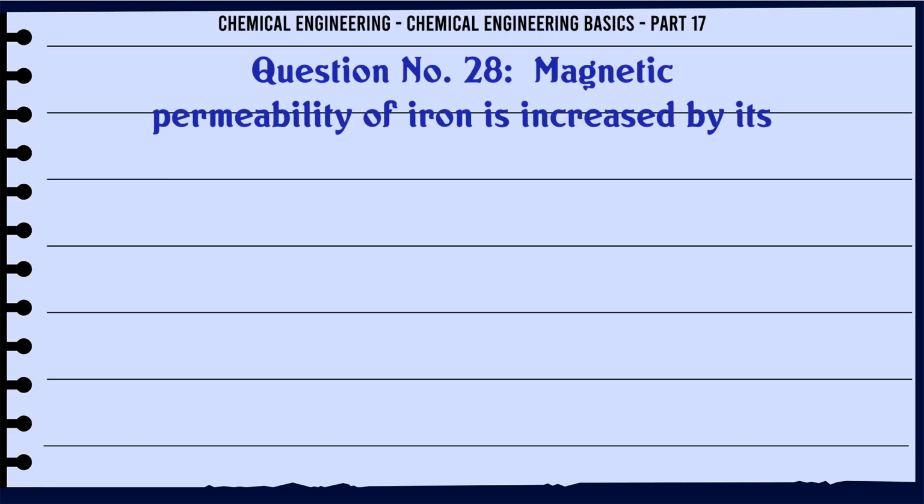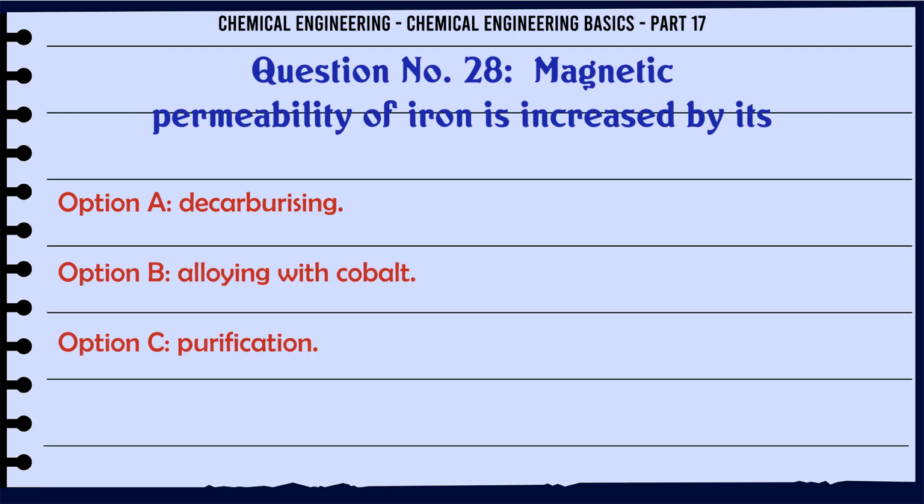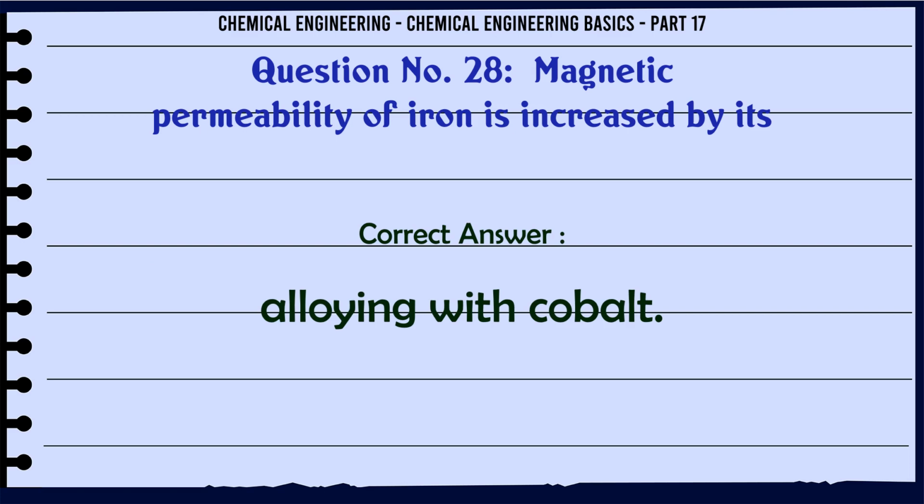Magnetic permeability of iron is increased by its A. decarburizing, B. alloying with cobalt, C. purification, D. alternate heating cooling. The correct answer is alloying with cobalt.